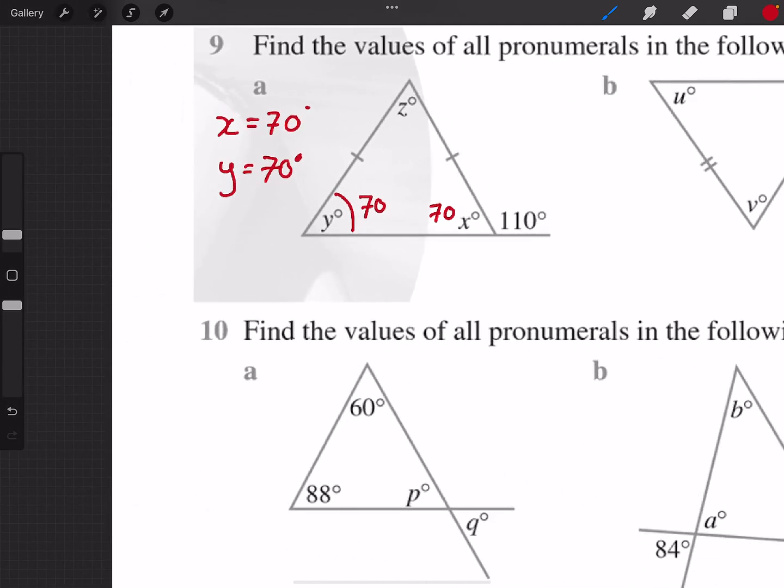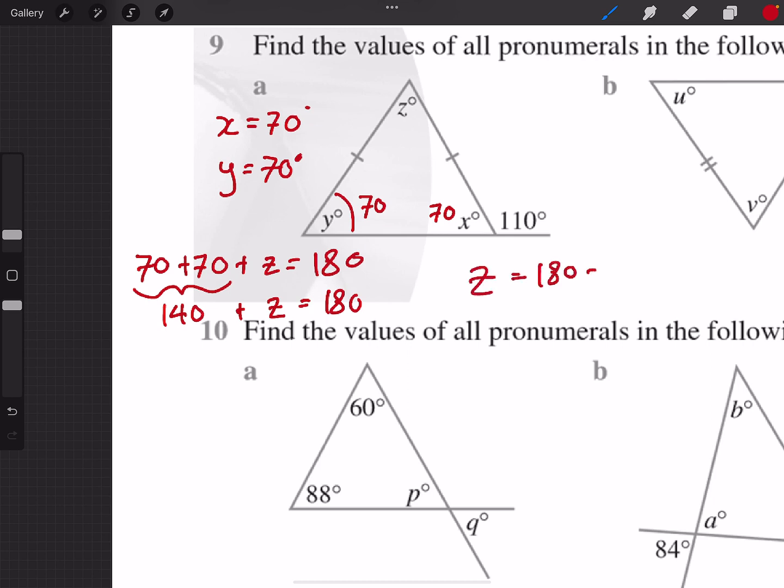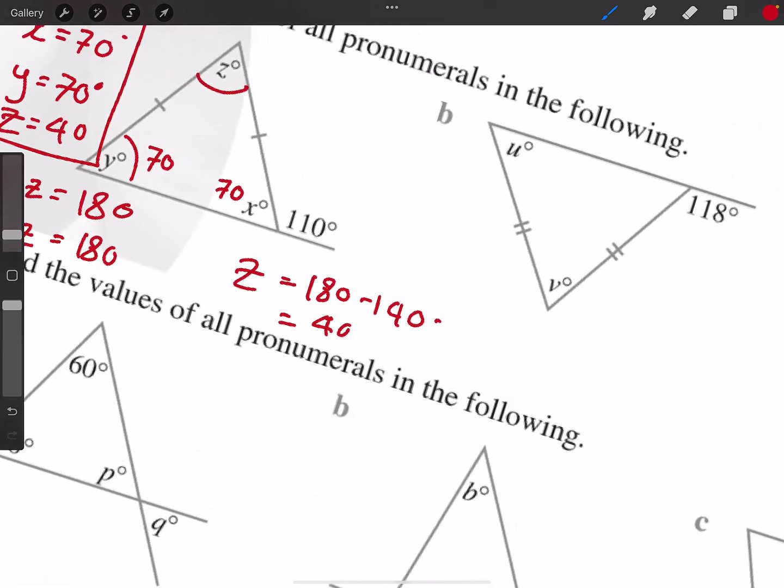Now z, what do we have for z? Well, let's find out. 70 degrees plus 70 degrees plus angle z is equal to 180. These two make up 140, plus z equals 180. So therefore z is equal to 180 take away 140, which is 40. So z equals 40. There's your answer for all three pronumerals.